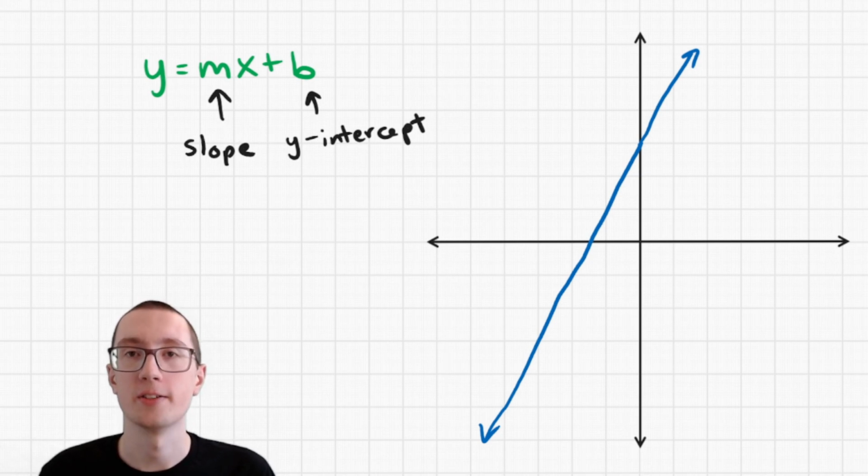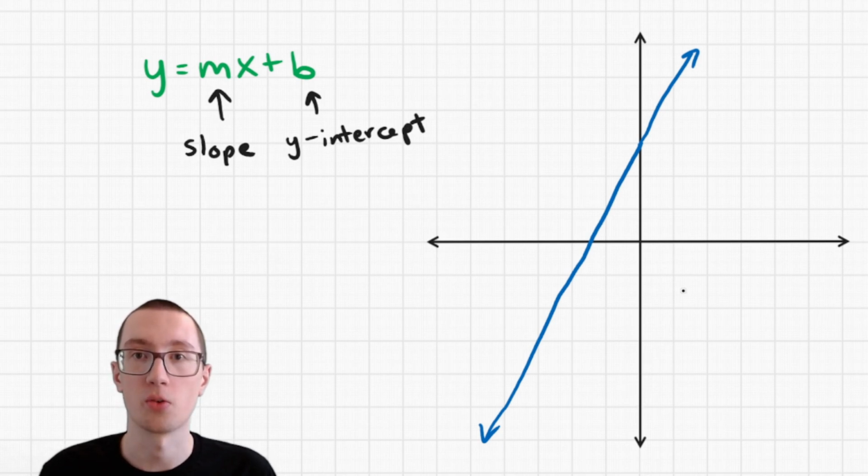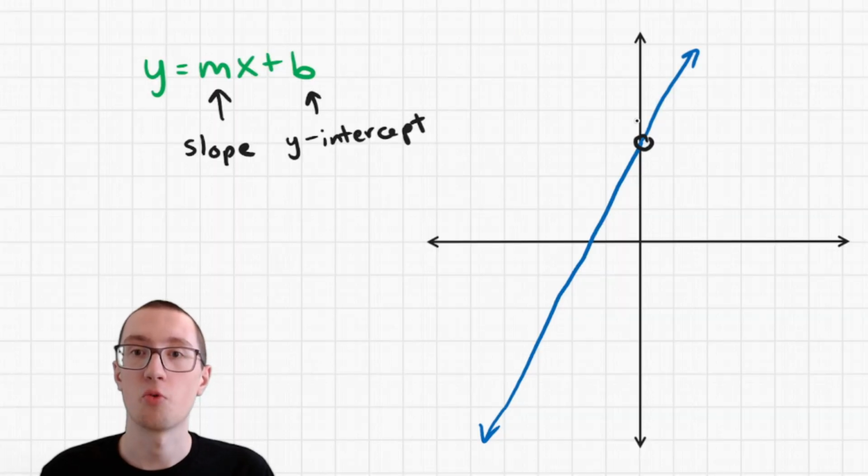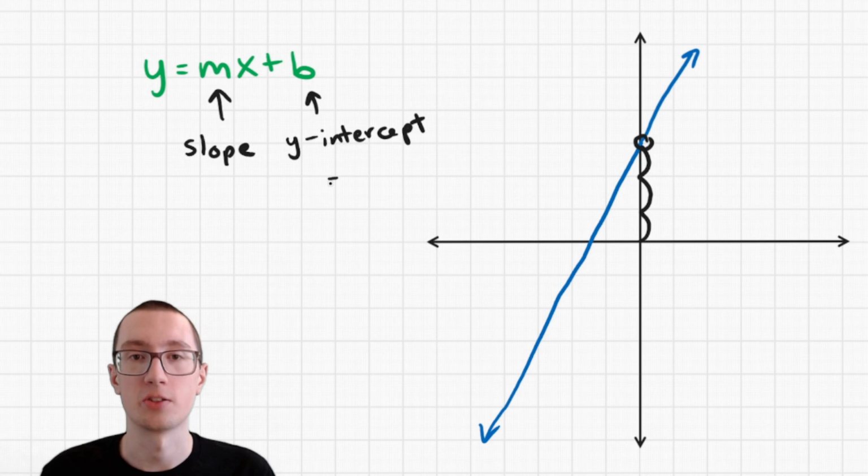Well, first of all, the y-intercept is where it crosses the y-axis. The y-axis is this vertical line here. And it looks like it does it right here. This is where it crosses, right? So to get to this point, we're going to have to start in the middle and go up. 1, 2, 3. In this case, that means our y-intercept is 3.